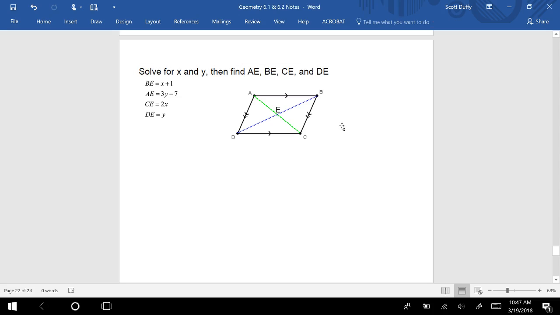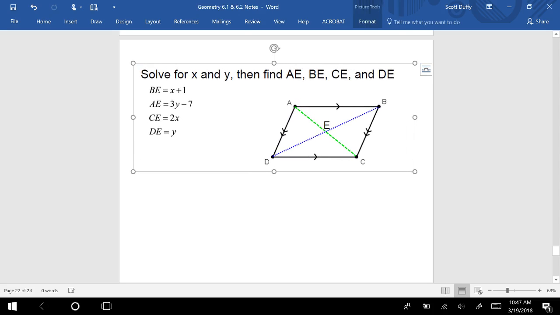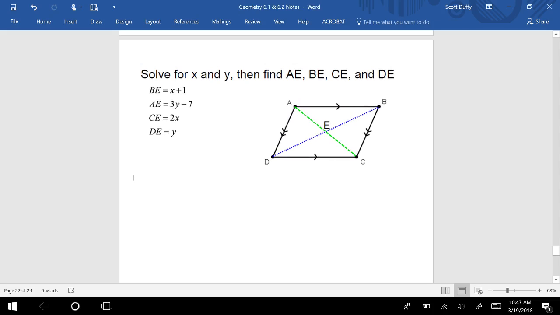Something like this. It tells us that BE is x plus 1. AE is 3y minus 7. CE is 2x. And DE is just y. Now what I can do is I can say that DE, y, is equal to BE, x plus 1. And I would also say that 3y minus 7 is equal to 2x.